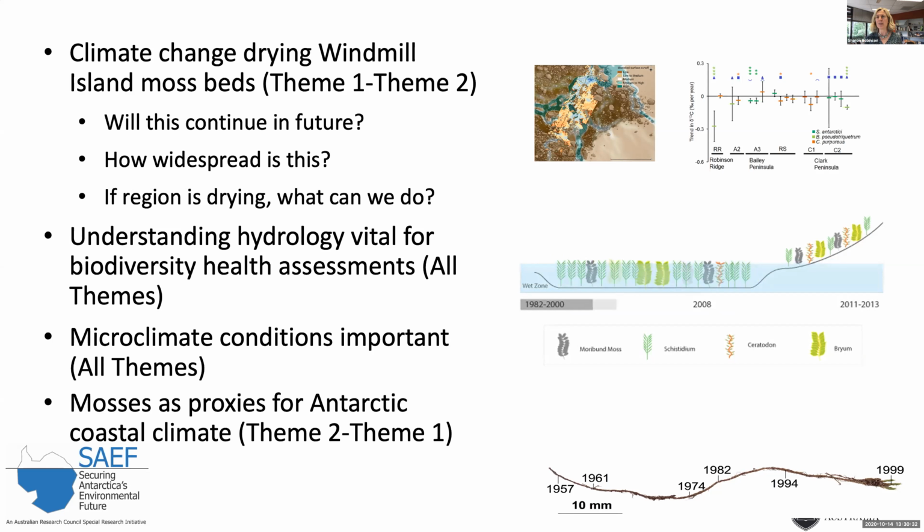Microclimate is going to be really important for most of the biodiversity. So how do we get better models of that? And again, that's all themes. And hopefully we'll be able to use mosses as an additional proxy to help us constrain the climate models. I'm hoping that it's going to feed back in a big loop so that we can be helping to improve those climate models as well.